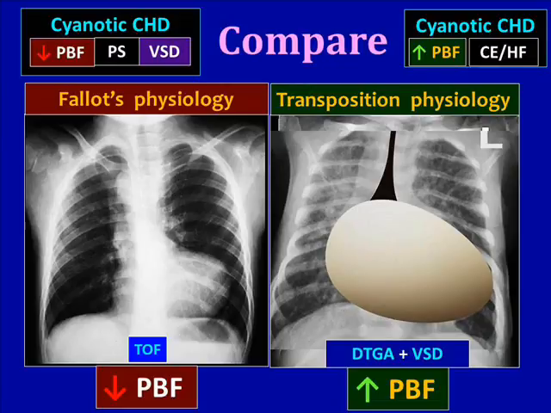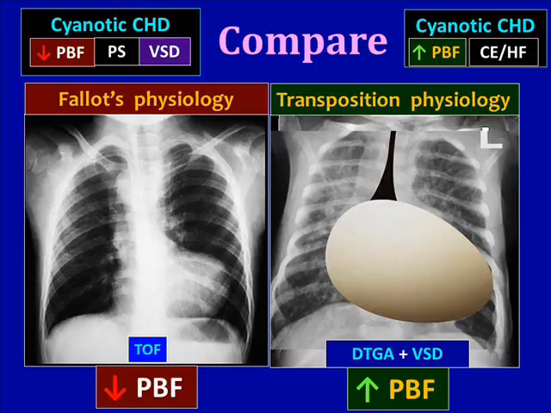In cyanosis with decreased pulmonary blood flow with VSD and PS, as in tetralogy of Fallot, there is no cardiomegaly, dark oligemic lung fields due to the decreased pulmonary blood flow, and the MPA segment is absent with concavity, namely the pulmonary bay, seen because of the small and hypoplastic pulmonary artery due to PS.